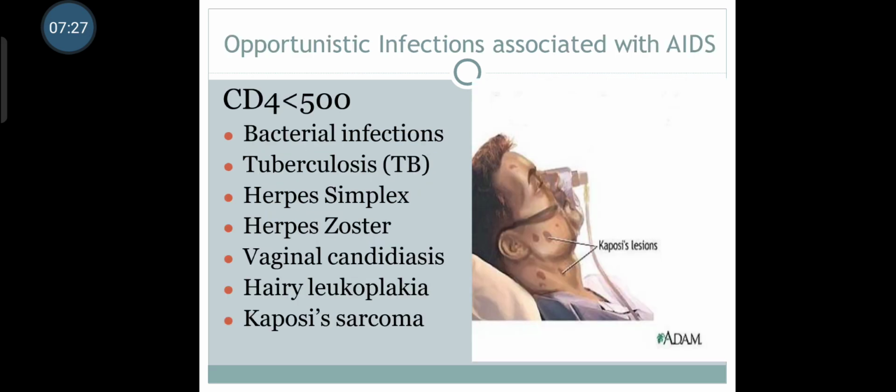opportunistic infections. Opportunistic infections associated with AIDS when CD4 count is less than 500. These opportunistic infections include bacterial infections, tuberculosis, herpes simplex virus, herpes zoster virus infection, vaginal candidiasis, hairy leukoplakia, and Kaposi sarcoma.